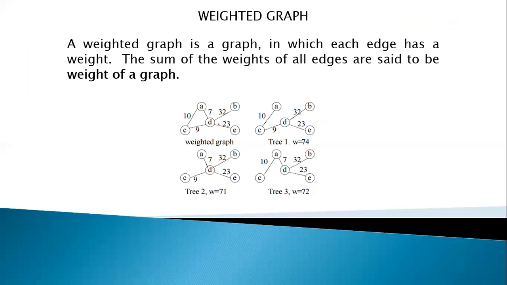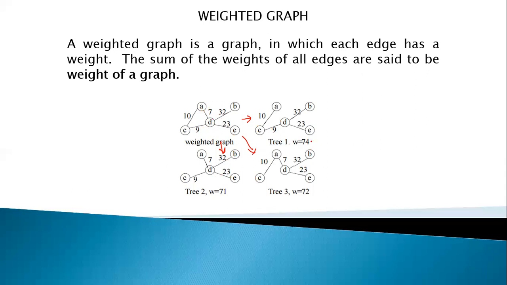So here this is a graph, and from this graph we will construct three spanning trees. If we clearly observe, the graph has a cycle, but a spanning tree will not have any cycles. This is one spanning tree, this is another, and this is another. All these three spanning trees are constructed from this graph itself.